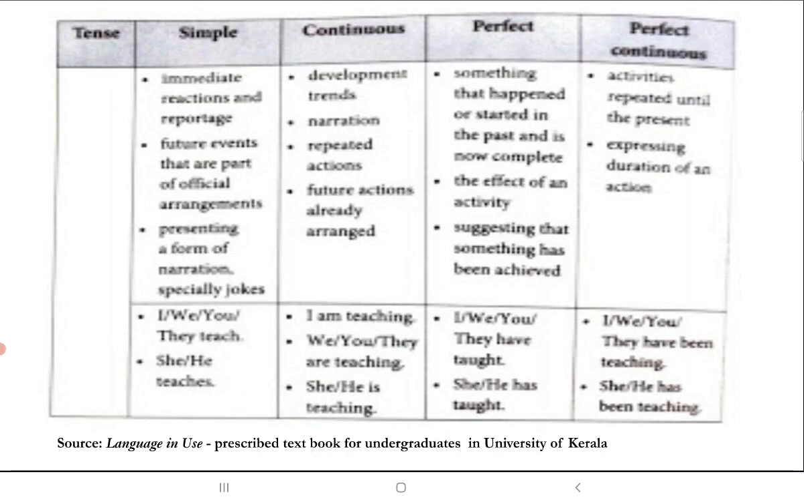Look into the examples for simple present: I teach, they teach, she teaches. Continuous: I am teaching, she is singing. Then perfect: she has taught, or she has sung. Sung is a past word, but the helping verb has actually indicates the tense. Then present perfect continuous: she or he has been teaching. Okay, so you got the idea.